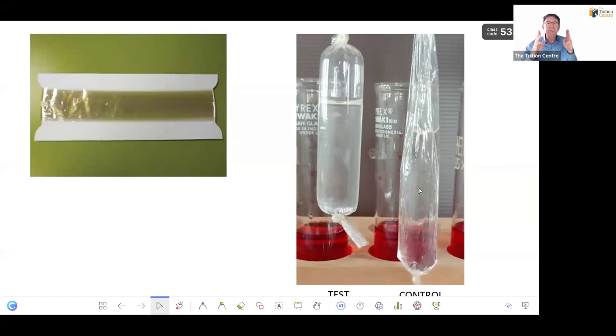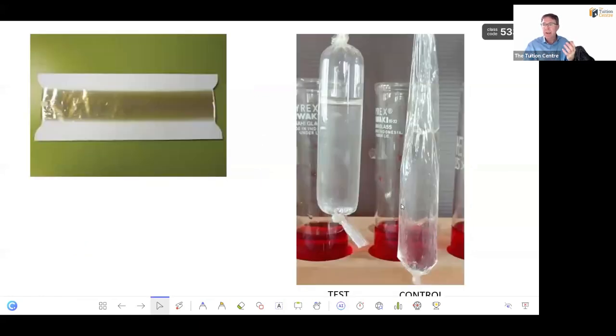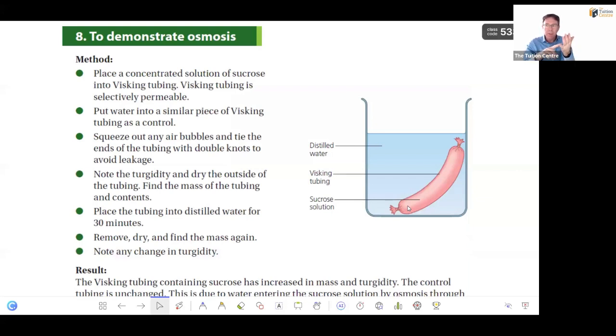There are 3 things that are really important with this experiment. One, you need to put the same amount into each one. Why? To make it a fair test. You put sucrose into one, and you put the equal volume of water into the other one. So the control contains just water. You need to measure the volume of what you put into them, water into one and sucrose solution into the other, or glucose solution. Sucrose is what we usually use. You need to tie a double knot at both ends to make sure they don't leak.